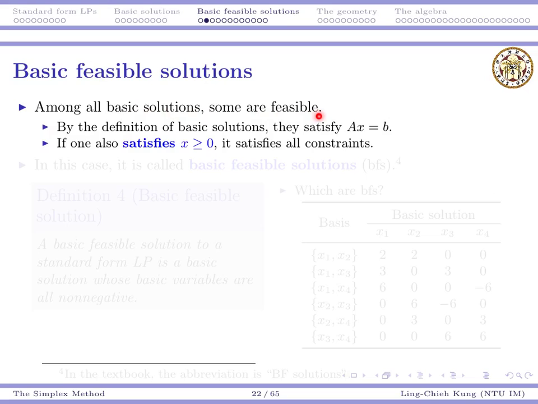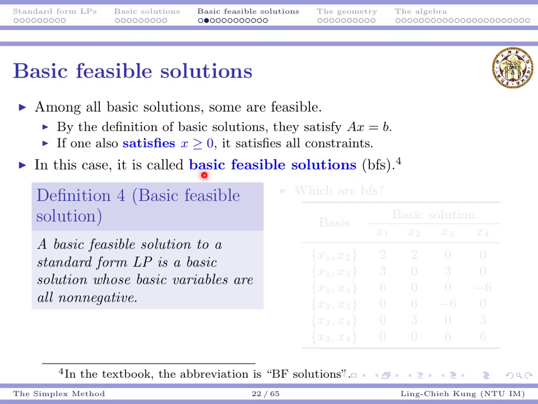We know there are two sets of constraints, Ax equals b and x non-negative. By the definition of basic solutions, these equality constraints are definitely satisfied. So if one also satisfies those non-negativity constraints, it will be a feasible solution. So we define basic feasible solutions in the following way.